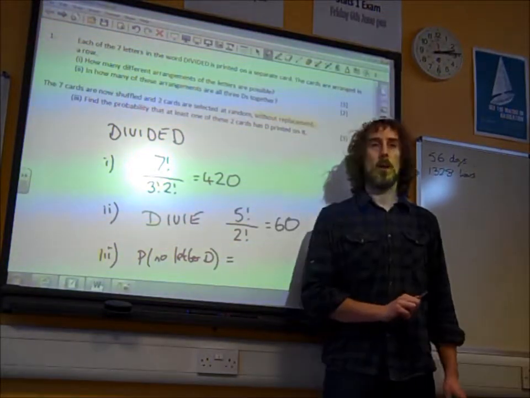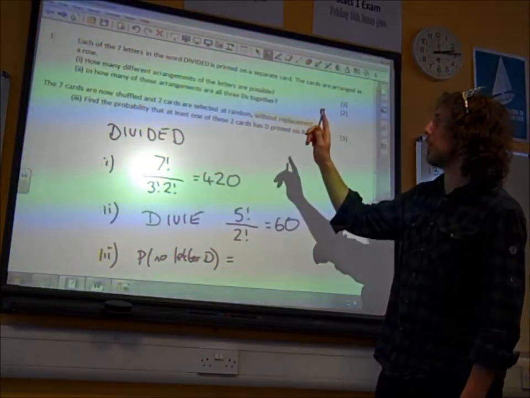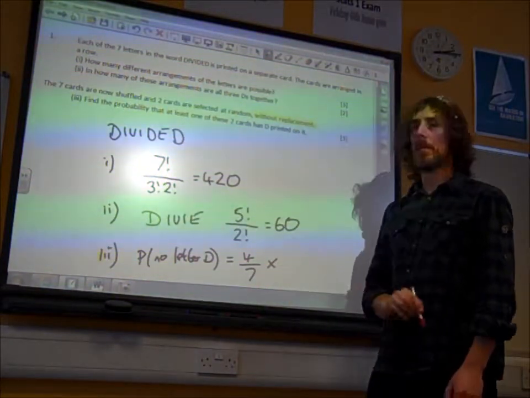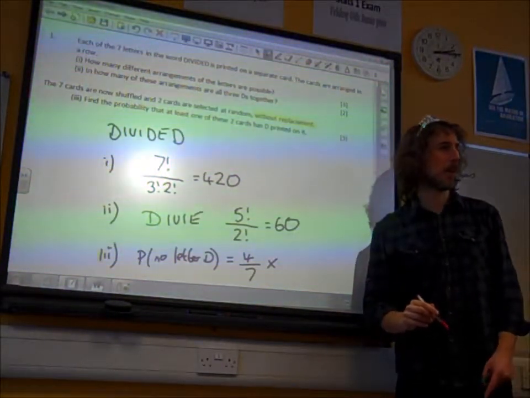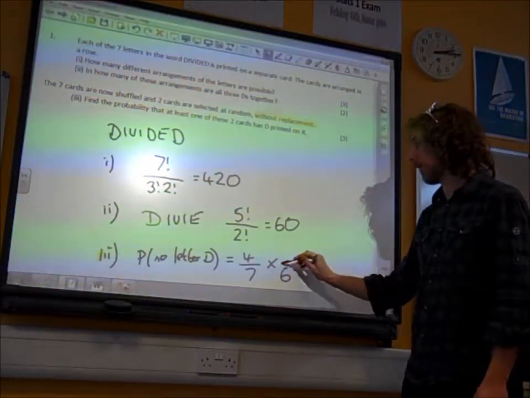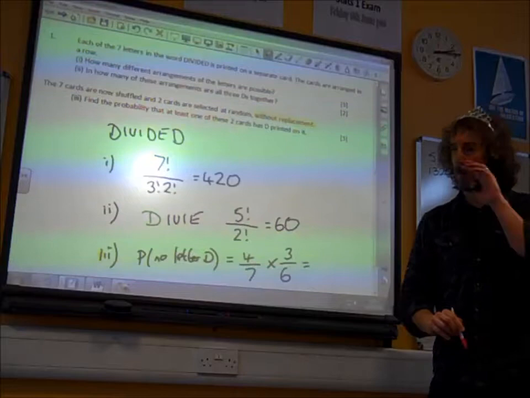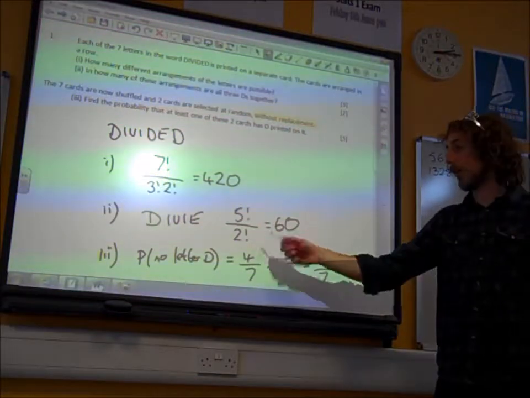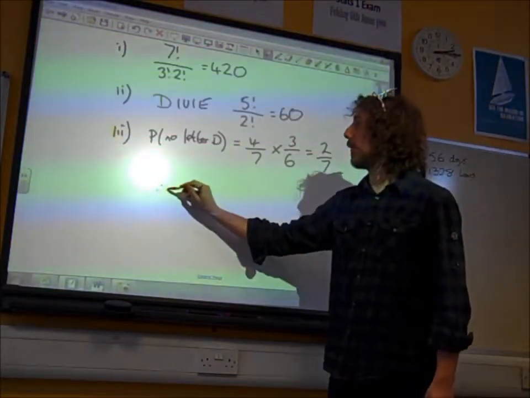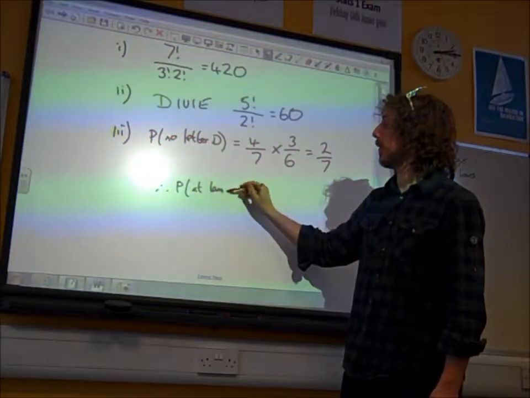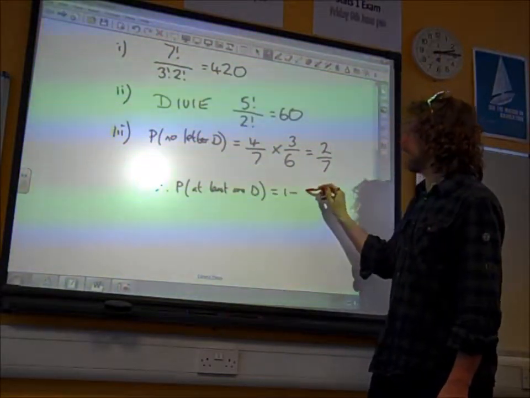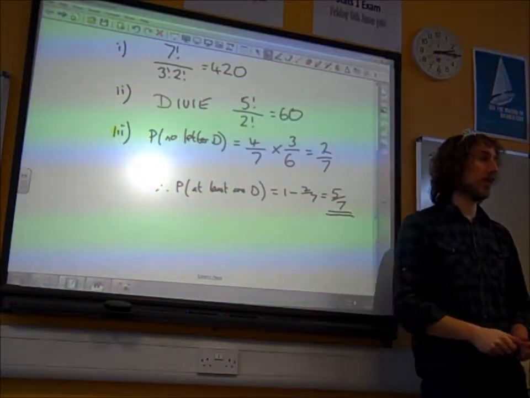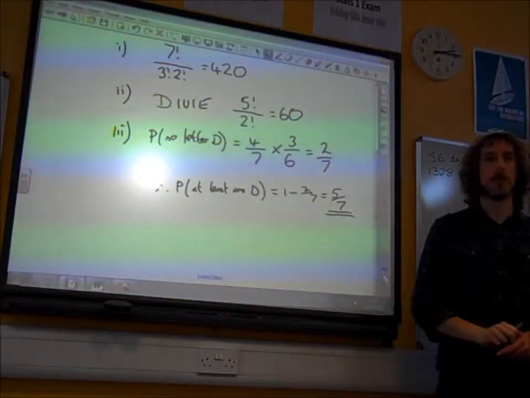Not a D from the first card would be 4 out of 7. And then we need to also have not a D on the second card, of which we now have 6 cards left. 3 of them are now the letter D, which gives us 2/7 as our answer. And we wanted that not to happen. So therefore, the probability of at least one D is 1 minus 2/7, so the probability is 5/7.